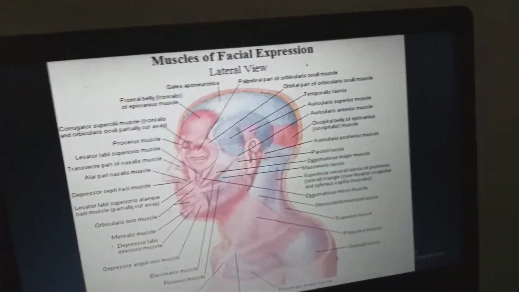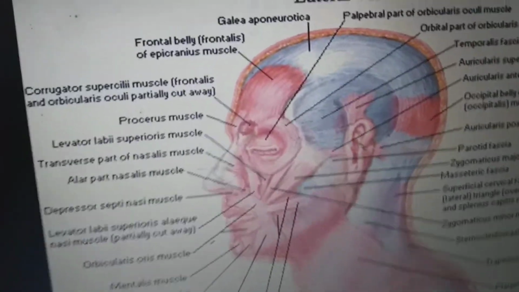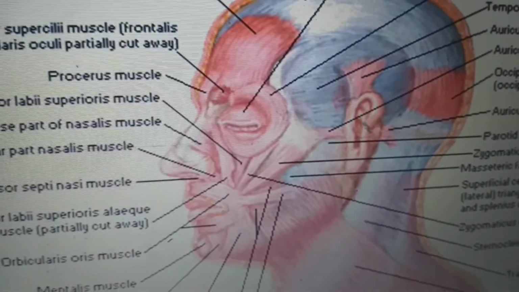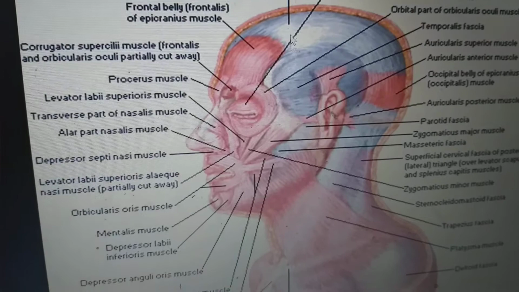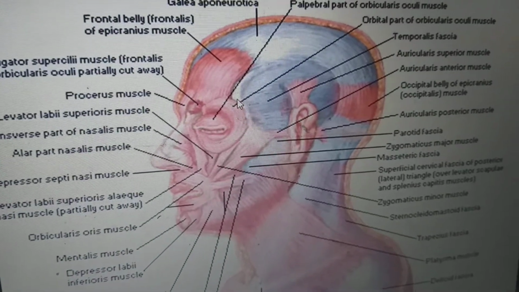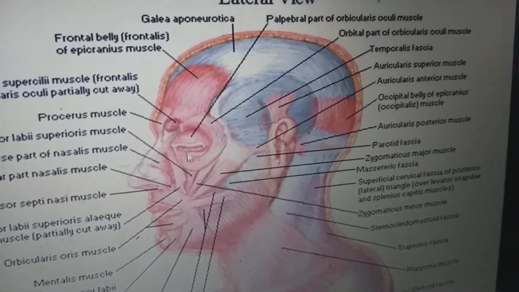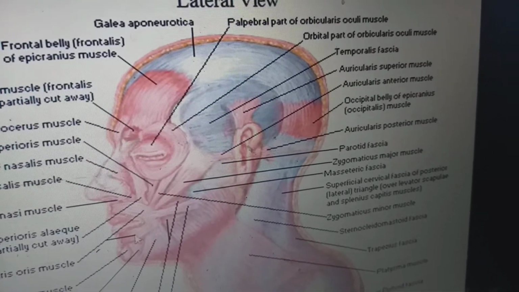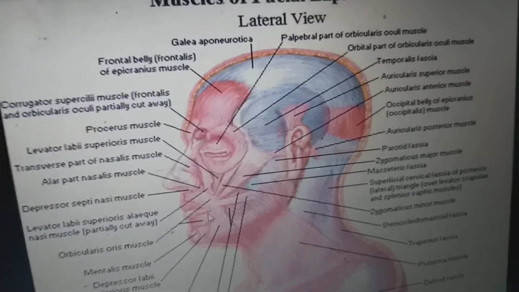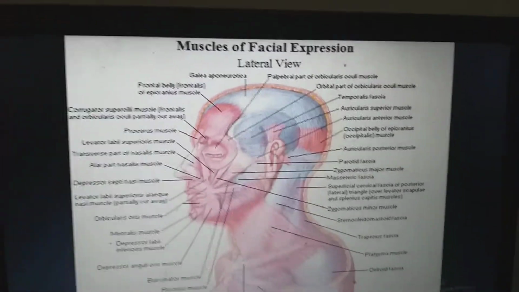So these are the muscles. As you observe, these are different muscles of facial expression. You can see here orbicularis oculi around your eye. Here is orbicularis oculi, this is a circle. Here is orbicularis oris. So the different muscles are there. You can observe from the figure.